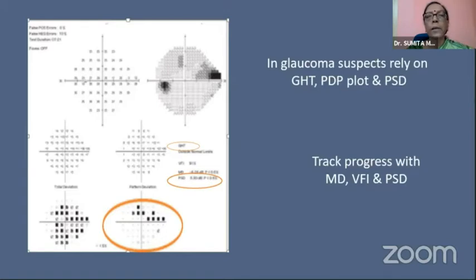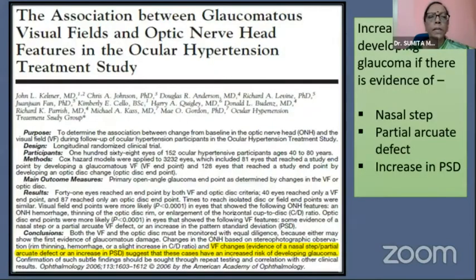MD and VFI. The Ocular Hypertension Treatment Study also tells us that both the visual field assessment and the optic disc must be monitored with equal diligence, because either may show the first evidence of glaucomatous damage. If any visual field damage occurs, it has to be correlated with the clinical findings, and any subtle change has to be correlated, and then we can initiate treatment. There is also an increased risk of developing glaucoma if there is evidence of a nasal step, a partial arcuate defect, or an increase in the pattern standard deviation.